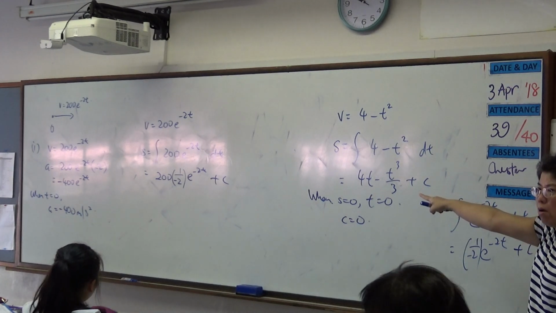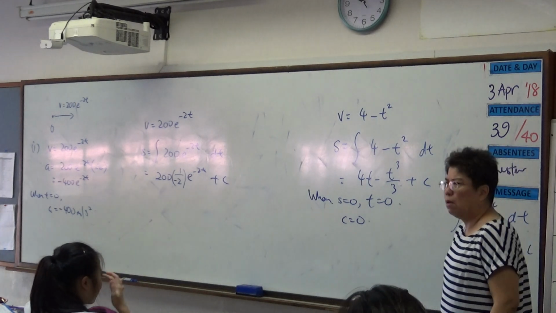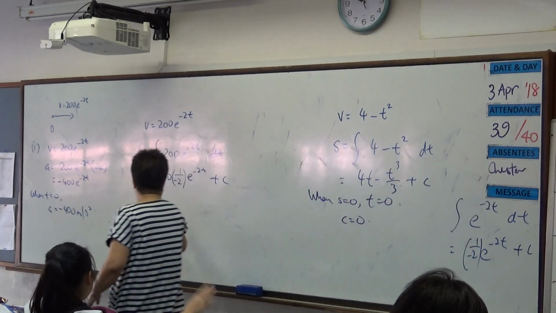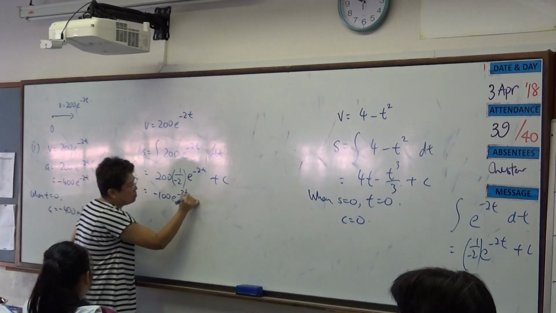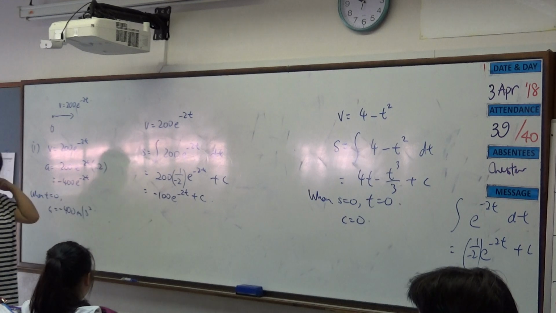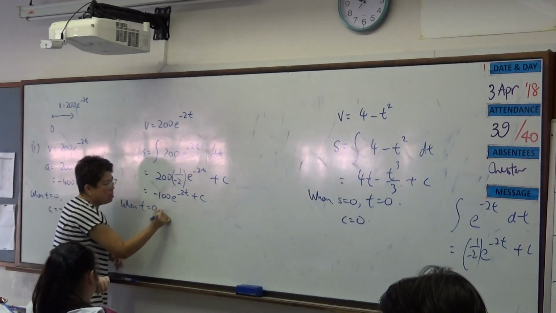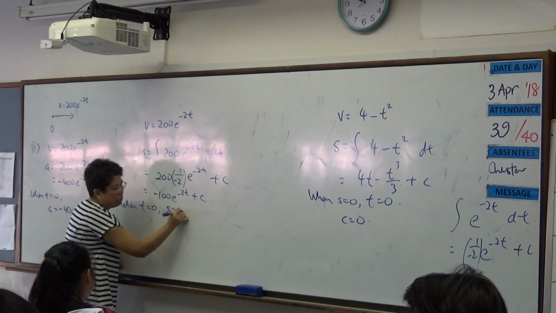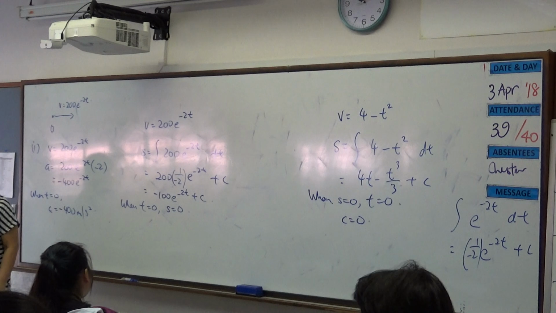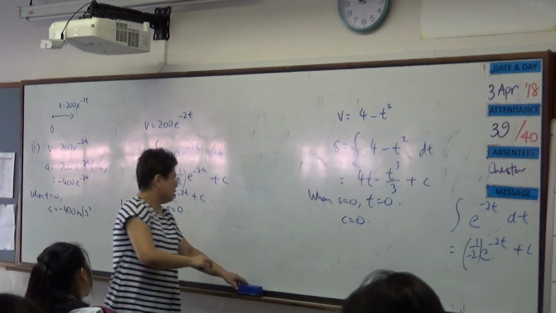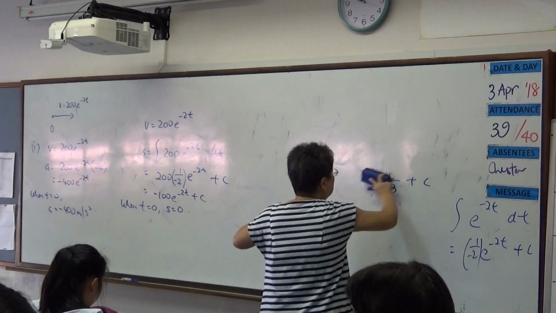You cannot forget the C. Then after cosine, how? Cosine is minus sine. I'm not talking to you. Now, don't talk to him. When t is 0, s is 0. Agree, class? Yes or no? Because you start at the same point. So, how to get C? Don't always think C is 0.